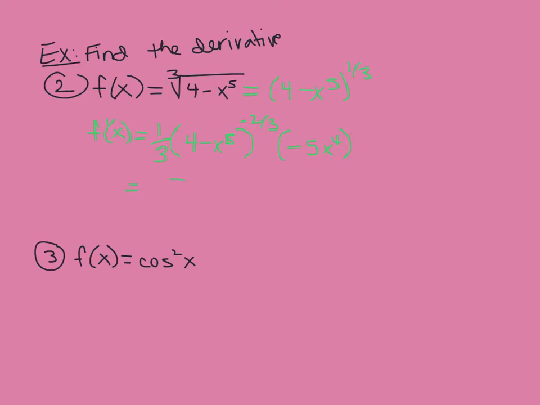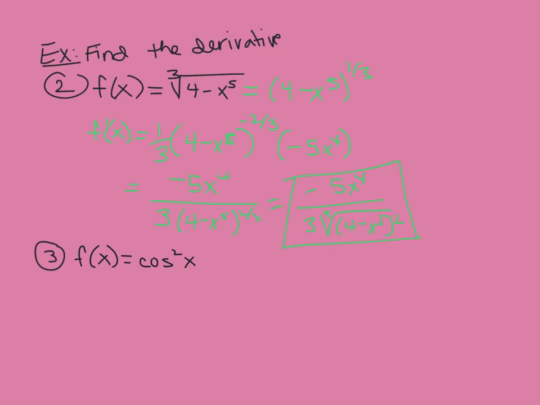So my negative 5x to the 4th is going to stay in my denominator. 3 will stay in my numerator. I end up getting (4 minus x to the 5th) to the 2/3 power. And if you want to simplify that even more, we are going to change that to the cube root of (4 minus x to the 5th) squared.